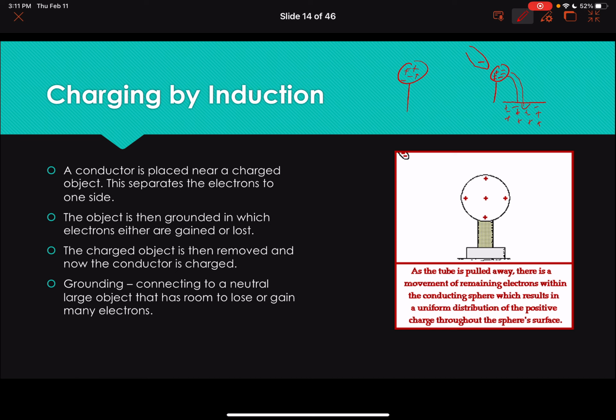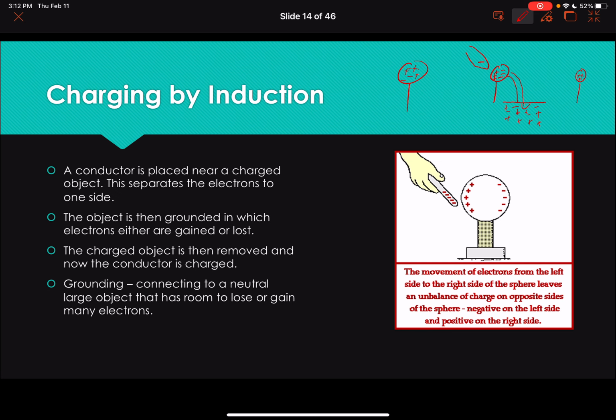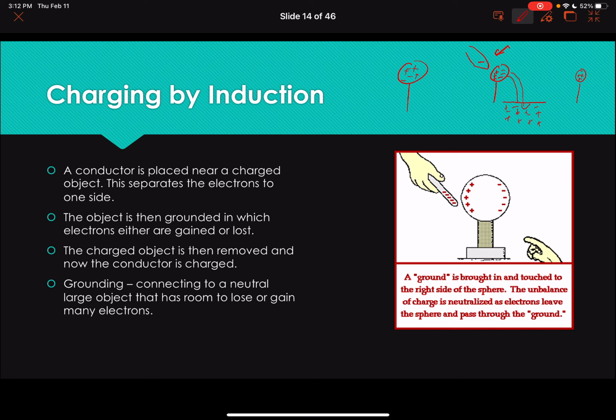And so those negative electrons are pushed away because of that charge. And so now this orb has basically just protons left, maybe a few electrons left, but mostly just protons. And so then you can take away the charge there, and now you just have a charged object.